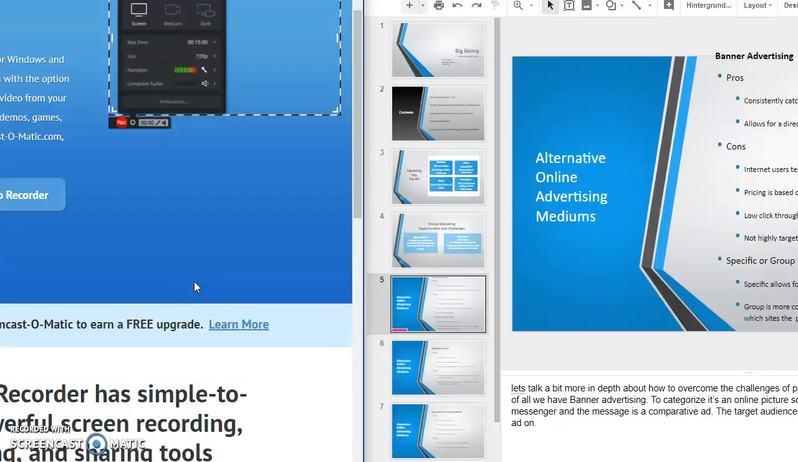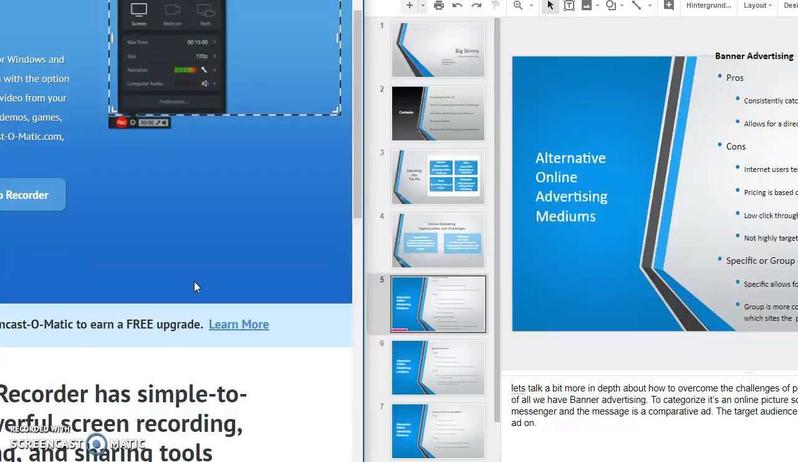Let's talk a bit more in depth about how to overcome the challenges of promoting our website. First of all, we have banner advertising. To categorize banner advertising, we look at what we have as a banner advertisement, and it's kind of like print but online, so it's online print. There is no direct messenger that you can see, but we could consider our company as the messenger.